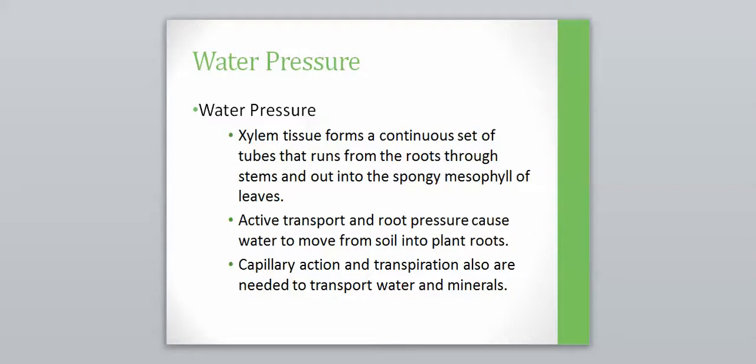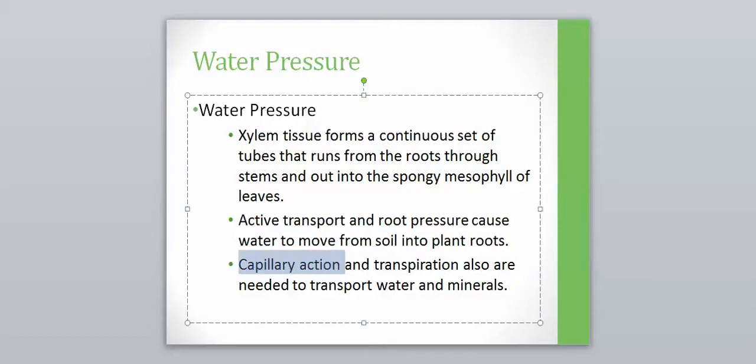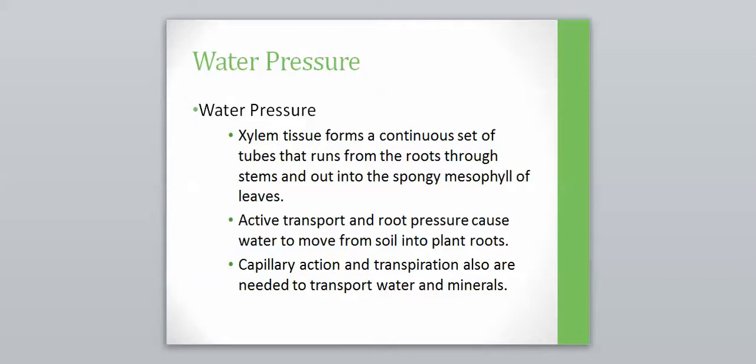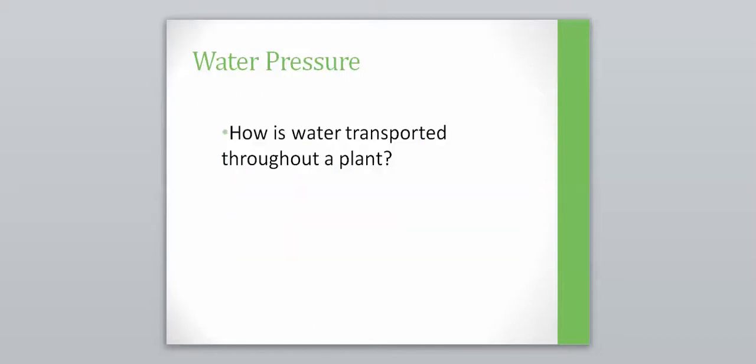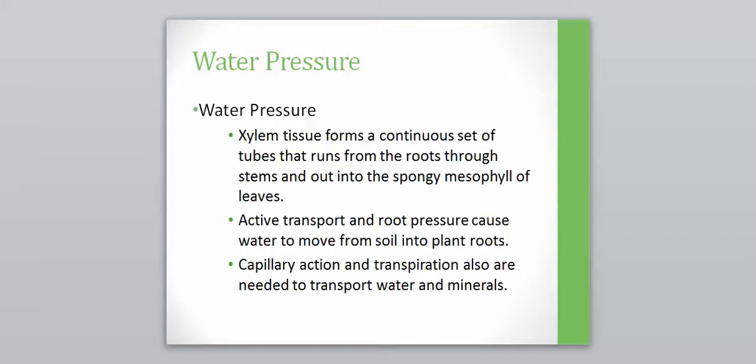Again, this is just kind of an overview of the driving forces behind the transport. Something called capillary action, which we will mention in a little bit, and transpiration also are needed to transport water and minerals. So here's a general overview saying that our xylem tissue forms a continuous set of tubes from the roots all the way to the leaves, and how active transport and root pressure cause the water to move from the soil into the plant roots. And then we're going to look at capillary action and how it's needed to transport water and minerals. So our first question in this video is, how is water transported throughout a plant? Which again, was just a little bit of an overview right here.